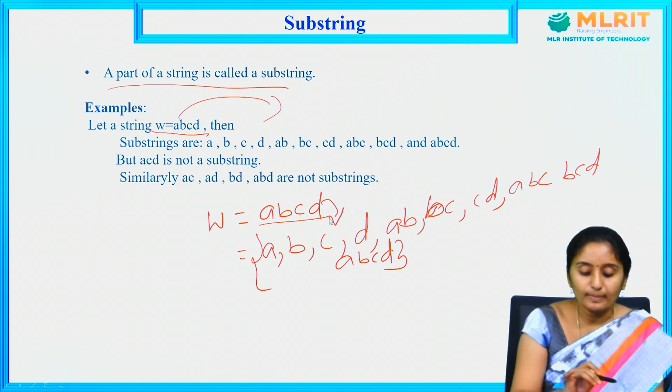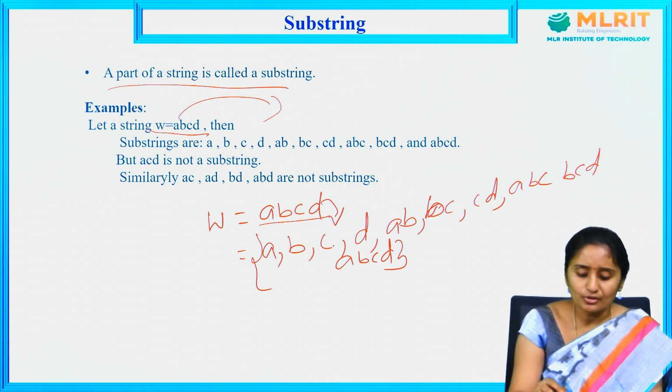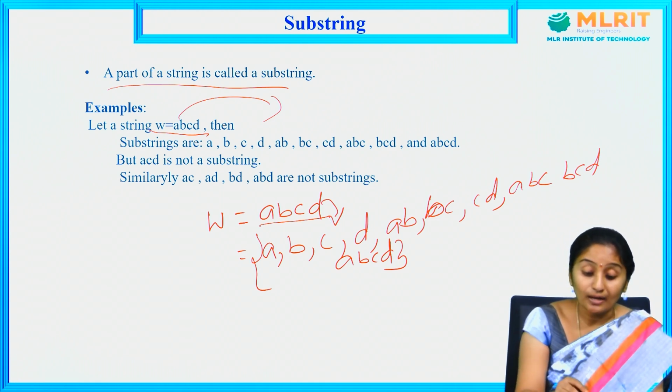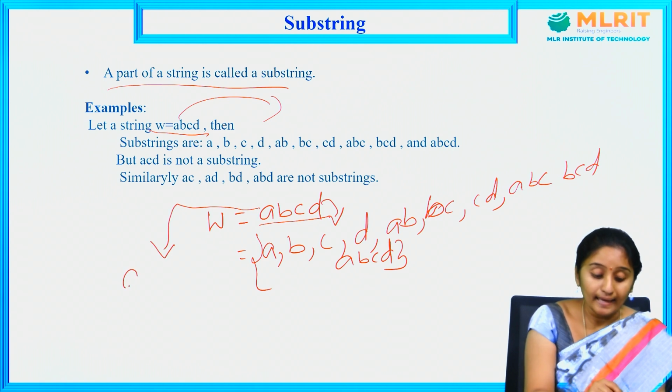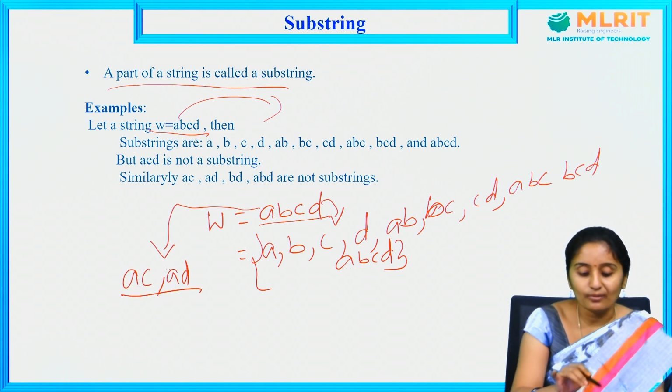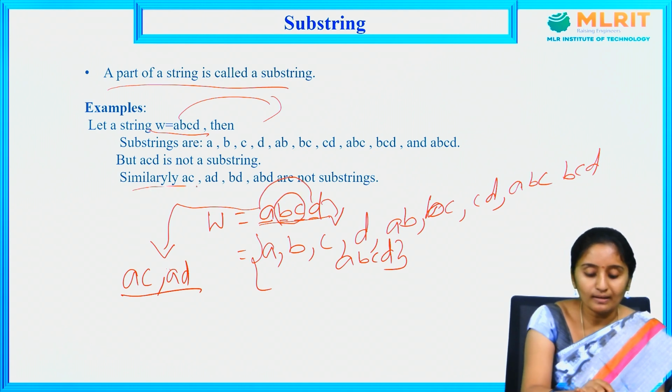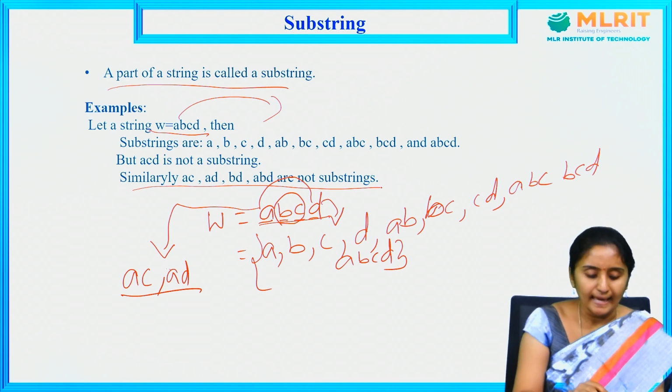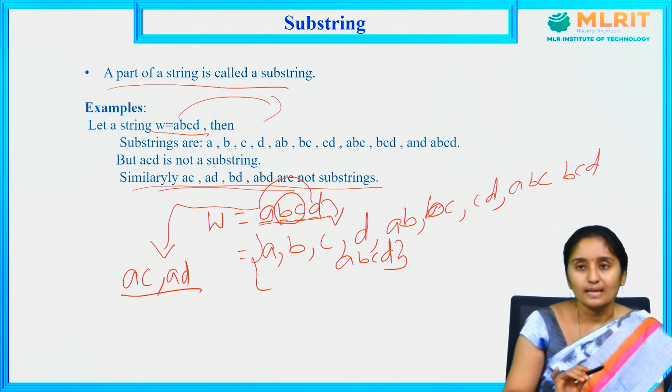W equal to ABCD is my string. From this string, we write the substrings. I can write these substrings, but I cannot write substrings like AC, AD. These are not substrings of the string ABCD. Why? Because A is one substring, B is one, CD is one, these are continuous, but AC is not continuous here. So that is why we cannot write it. AC, AD, BD, ABD are not substrings.